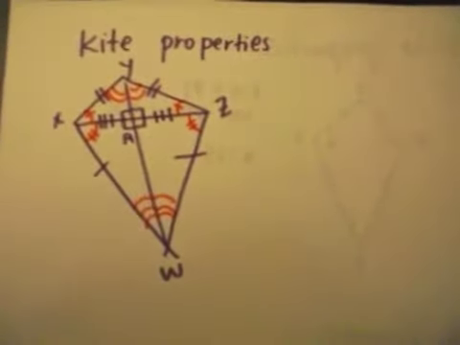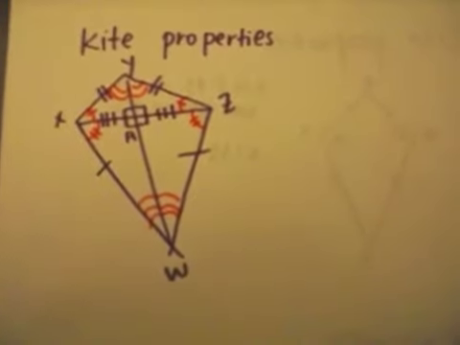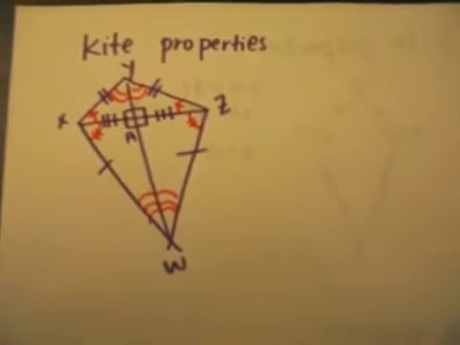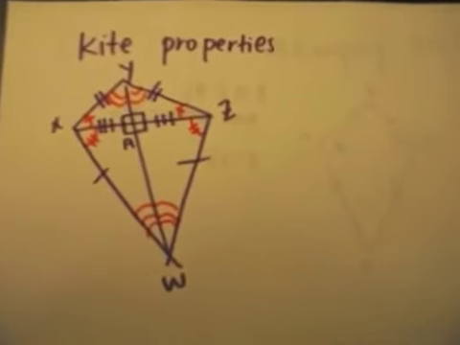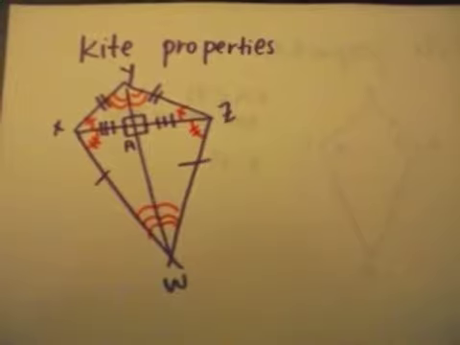So you just gotta play around with all the properties, see what other information the properties can sort of lead up to. And hopefully this will help you solve all the kite problems.